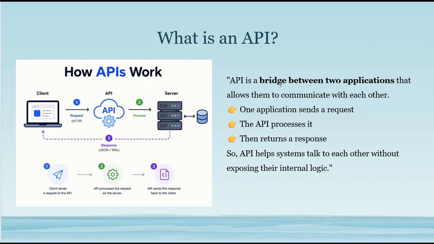API is a bridge between two software applications that allows them to communicate with each other. One application sends a request, and the API processes it, then returns a response. So API helps systems talk to each other without exposing their internal logic.